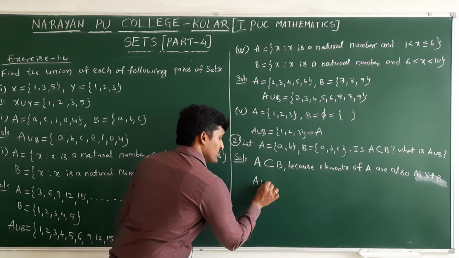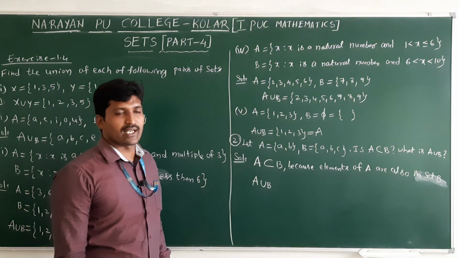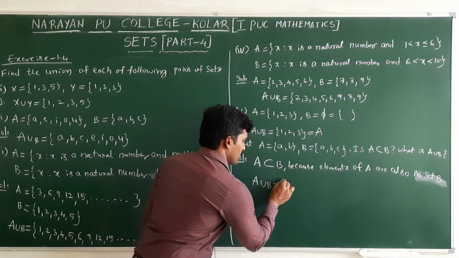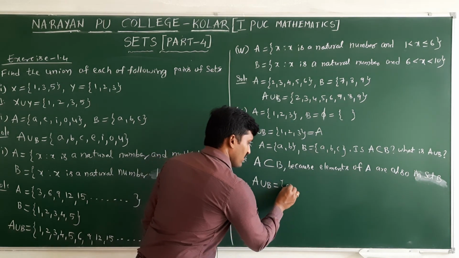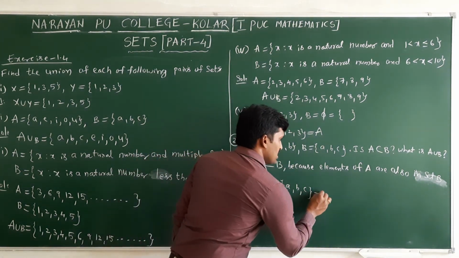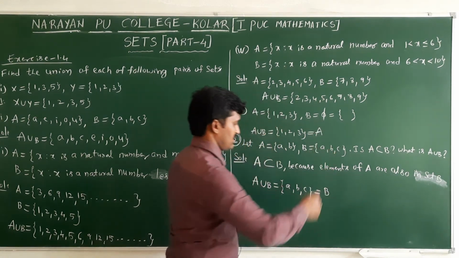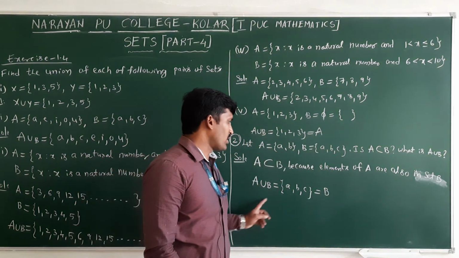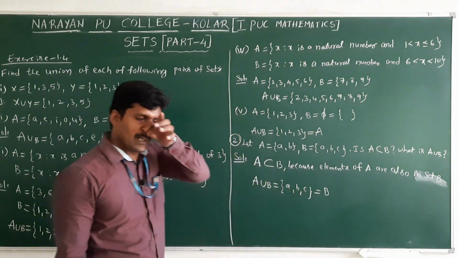Now next, which one do we need to find out? A union B. Just combine. A is taken once, then b, c are taken. Now A union B is equal to which set? The B set. That's why here for A union B we got the B set only.